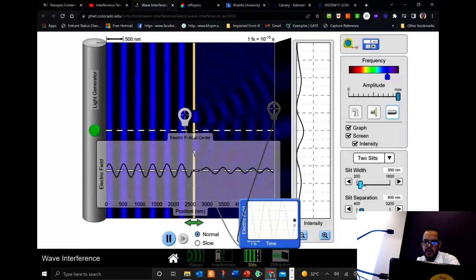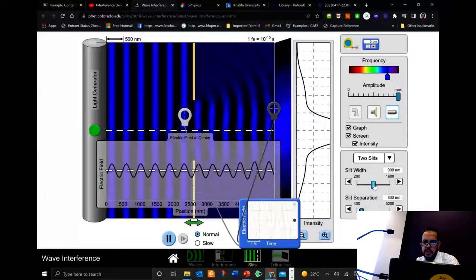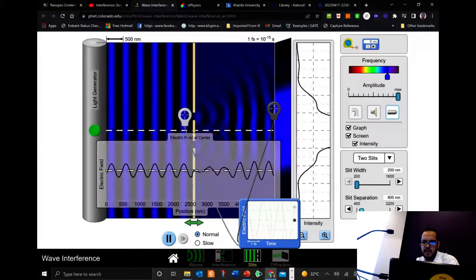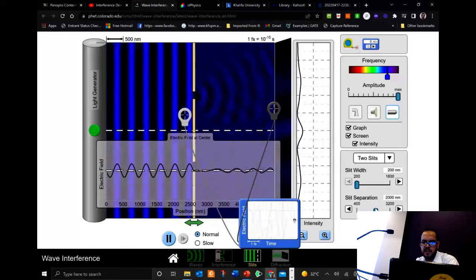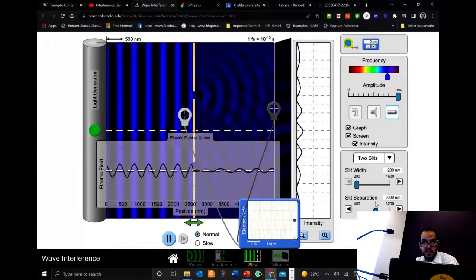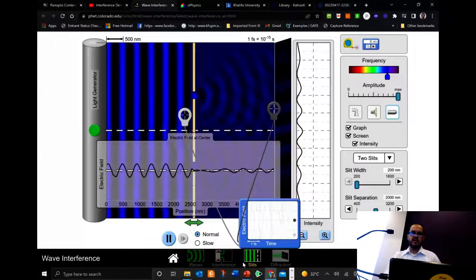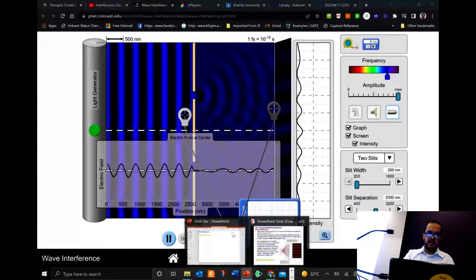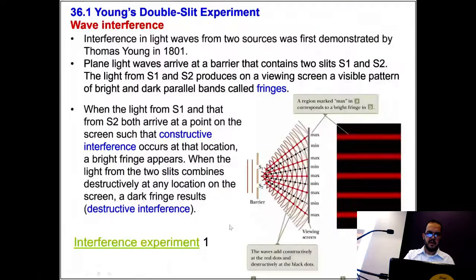So when we do that, it will have an effect. Let's say, for example, here you can see the slit width. Now we see we have a different pattern. The slit separation also has an effect. If I vary the slit separation, the pattern that we get on the screen is different. So all of these parameters are affecting the interference pattern that we are observing. Okay, so let's stop it here and go back.